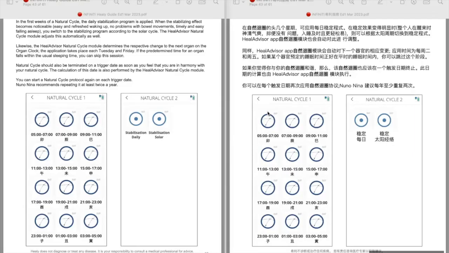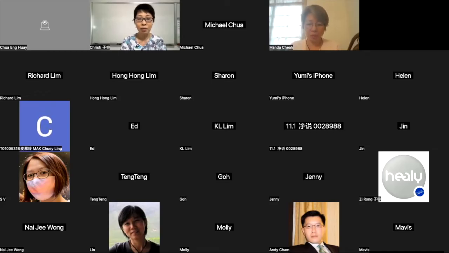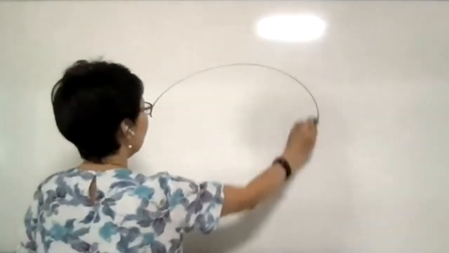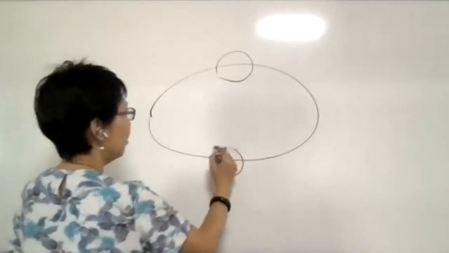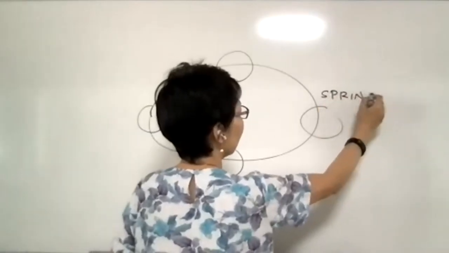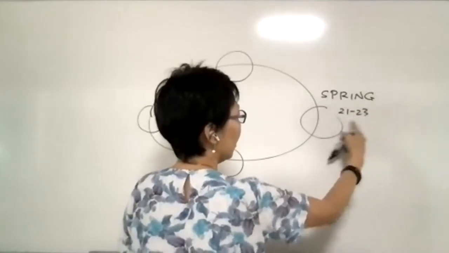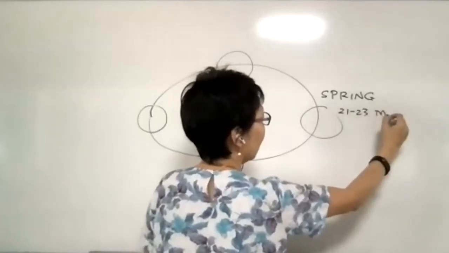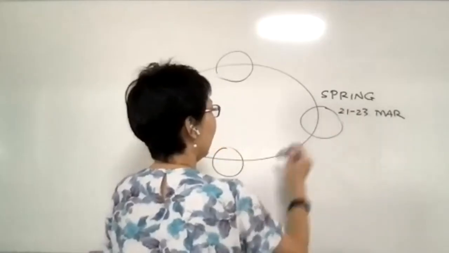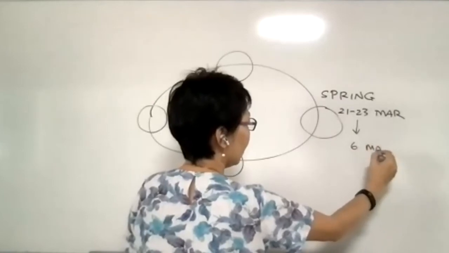You have to follow the timing of the earth. And what is the timing of the earth? Which are the 4 periods of time that you can actually do? There are 4 times in a year, and it follows the natural cycle. We are now at the spring cycle. We actually start, I think, on the 21st, 22nd or 23rd of March. I just started this. So you start here, and you end on the 6th of May.